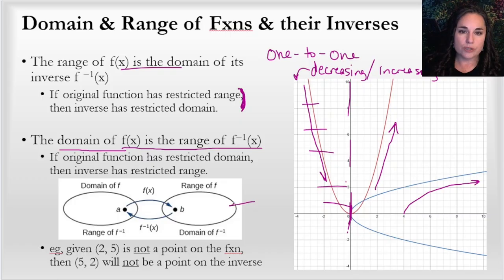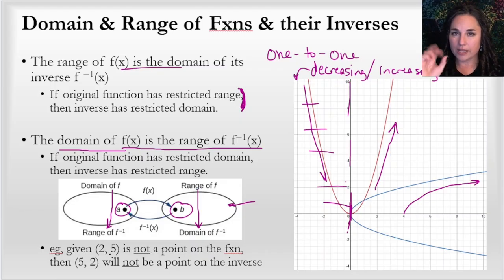And so that's what this picture is representing. If A is in the domain of f, then it's also in the range of the inverse. If B is in the range of the original function, then it will be in the domain of the inverse, right? We just flip the input and output. If a point is not in a function, then flipping it, that point where you flip the input and output, will not be in the inverse. So that's when we're going to talk about limited domains and ranges.